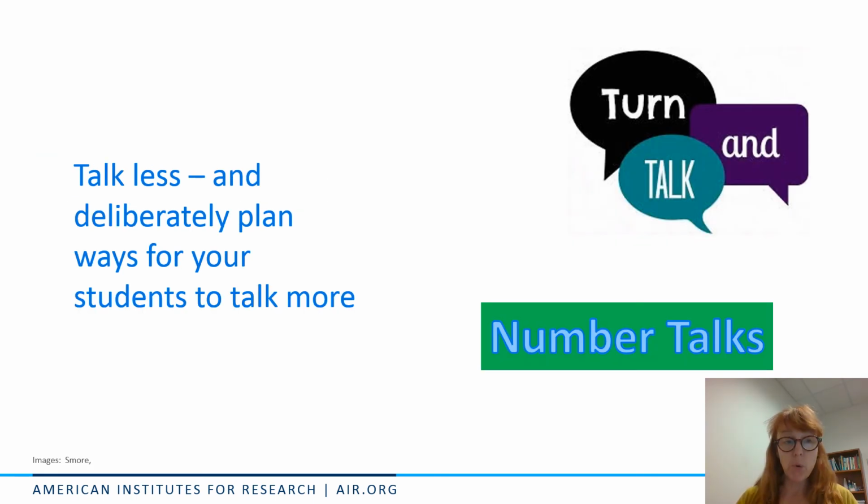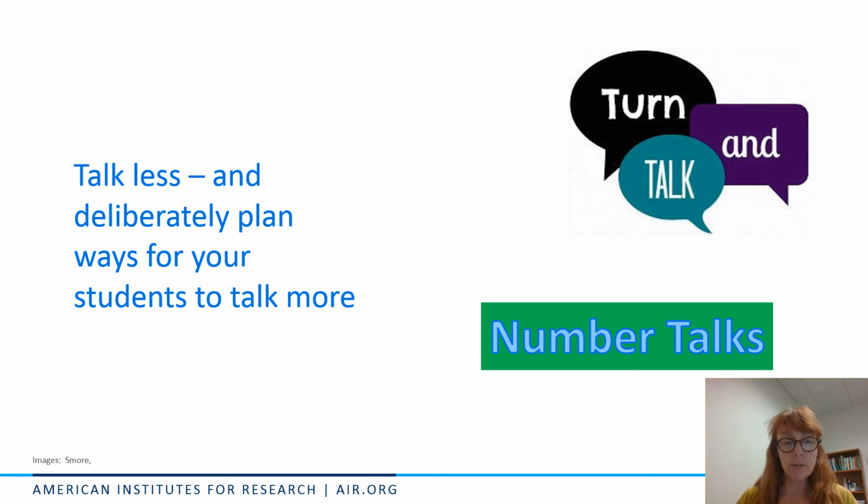So one of the most important things you can do to promote the practice standards in your classroom is to simply talk less. You also need to deliberately plan time and ways for your students to talk more. The more they have the opportunity to talk about mathematics, the more proficient they will become in using mathematical language to explain their thinking and reasoning. Using strategies such as turn and talk and incorporating number talks in your classroom will both go a long way towards having your students discuss mathematics.